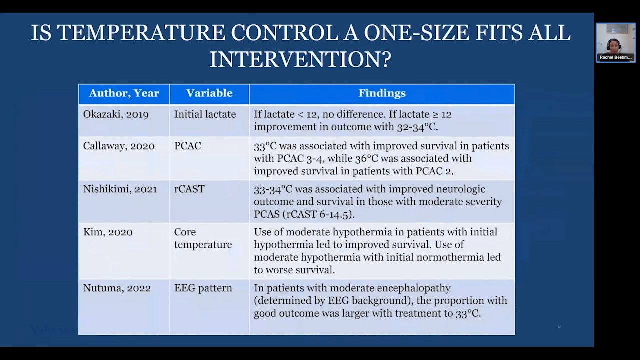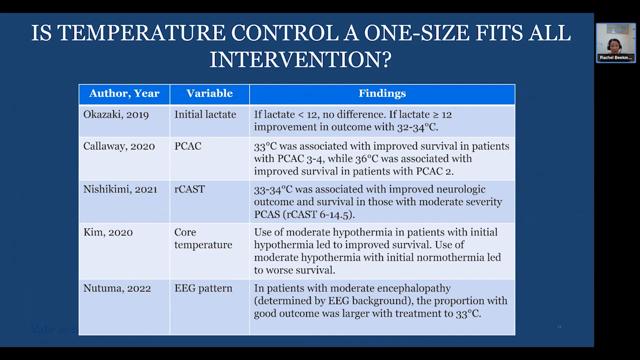So why do these differences in cohort matter? Well, there's a host of literature that suggests that the severity of post-cardiac arrest syndrome influences the neuroprotective effect of temperature control. Okazaki in 2019 performed a post hoc analysis of an out-of-hospital cardiac arrest registry, including 435 patients treated with temperature control. While they found overall that there was no difference between mild and moderate hypothermia, amongst those who had a post-return of spontaneous circulation lactate of 12 or higher, the adjusted predicted probability of 30-day favorable neurologic outcomes was significantly higher in those treated with moderate hypothermia.